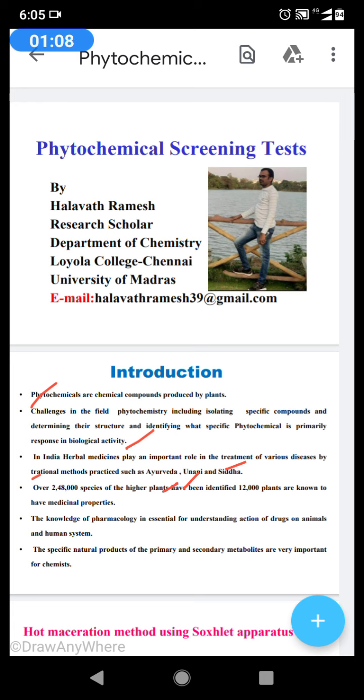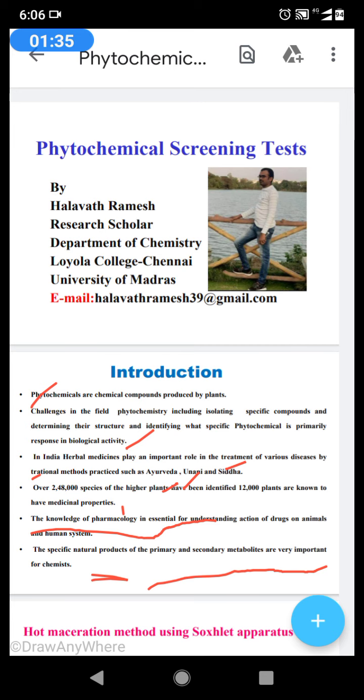Okay, and you can see the next one. Over 2,48,000 species of higher plants have been identified, and 12,000 plants are known to have medicinal properties. You can see the next point. The knowledge of pharmacognosy is essential to understand the action of drugs in animals and human systems. The last point is that specific natural products, primary and secondary metabolites, are very important for the chemist.